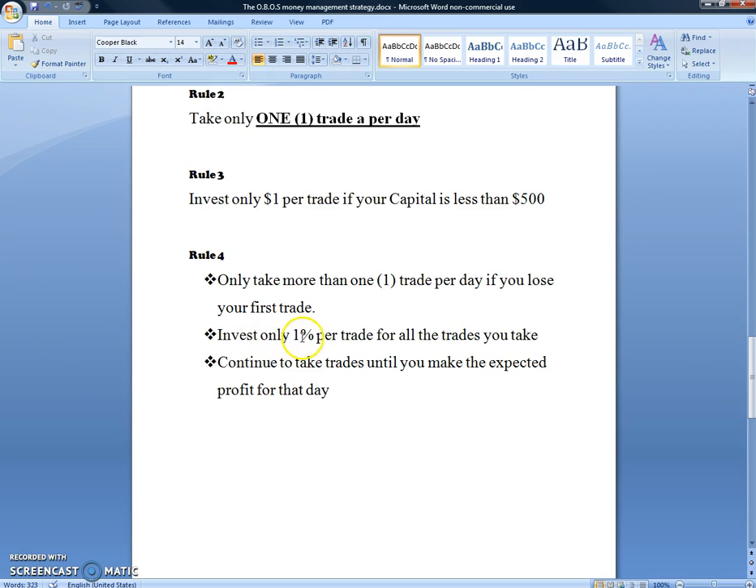Now the next one is to invest only 1% per trade for all trades you take. Meaning that for all the subsequent trades you take aside from the first trade, make sure you invest just 1% of your capital per trade. The next one is that you should continue to trade until you make the expected profits for that day.